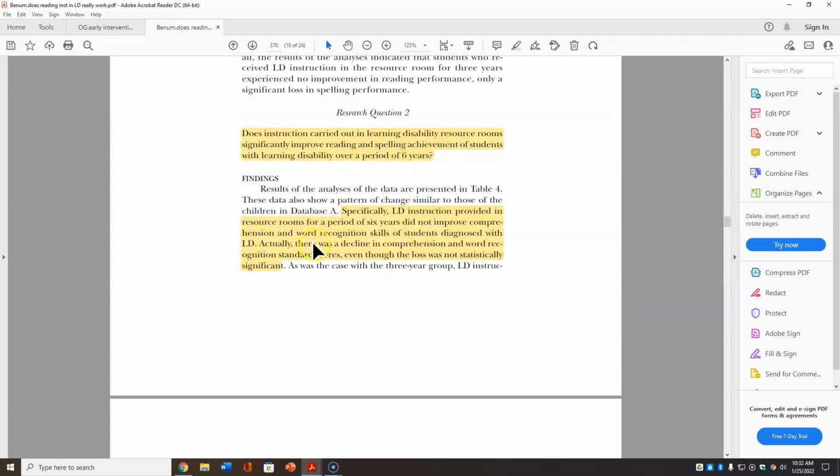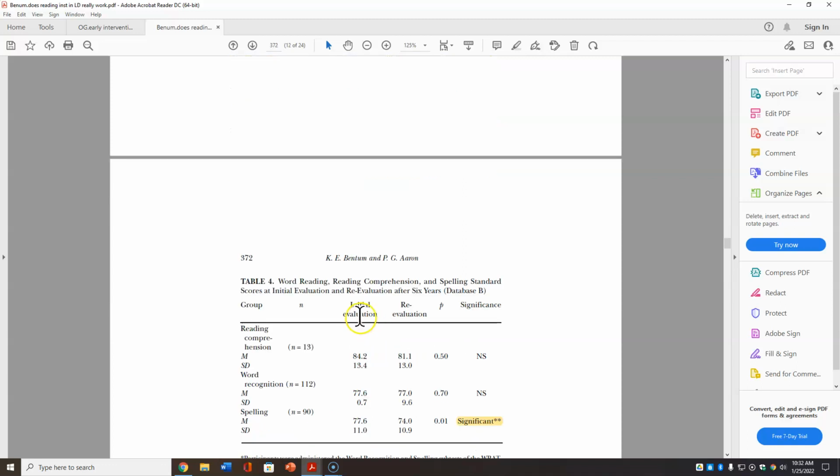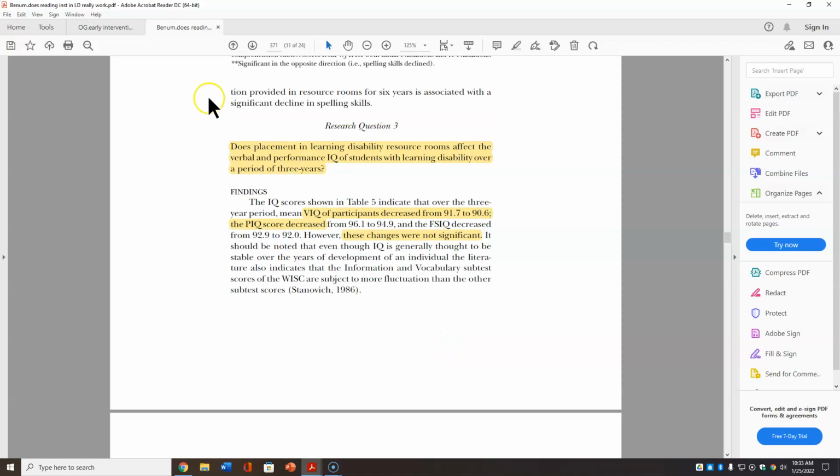All right, question number 2, same thing over a period of 6 years. Okay, did not improve comprehension and word recognition, declined in comprehension and word recognition, even though the loss was not statistically significant. All right, and that brings us to table 4. So we scoot down to table 4, initial, post. Here we have comprehension, decreased. Okay. Word recognition, decreased, not significant. Spelling, decrease. It was a statistically significant difference. Something's going on there. Something's going on.